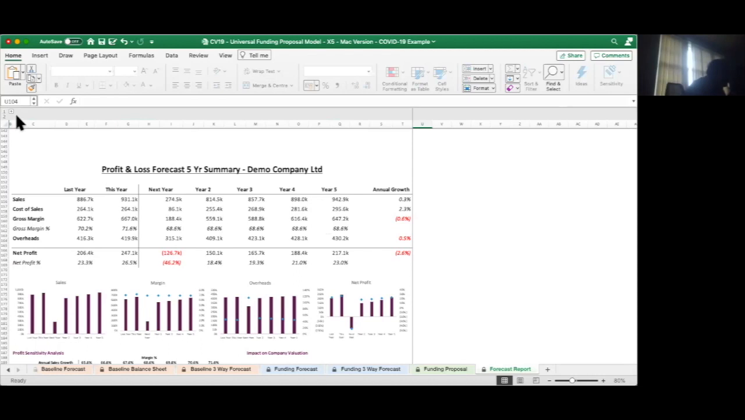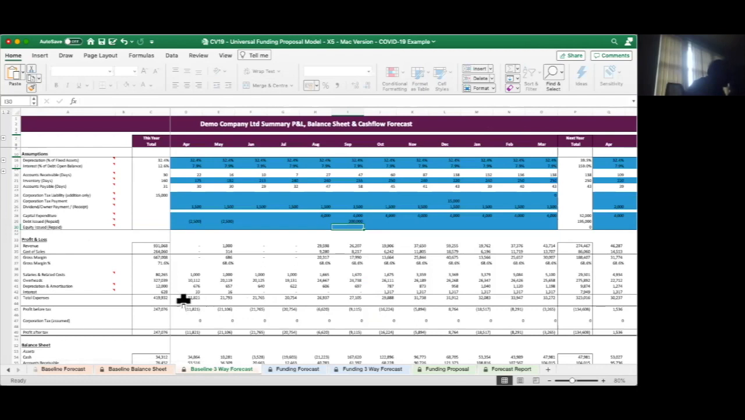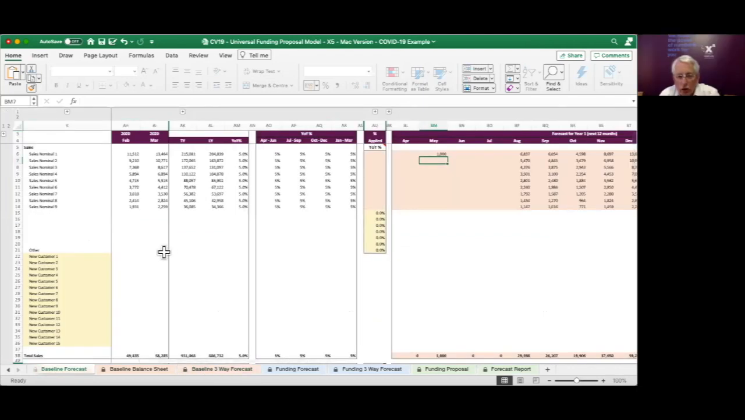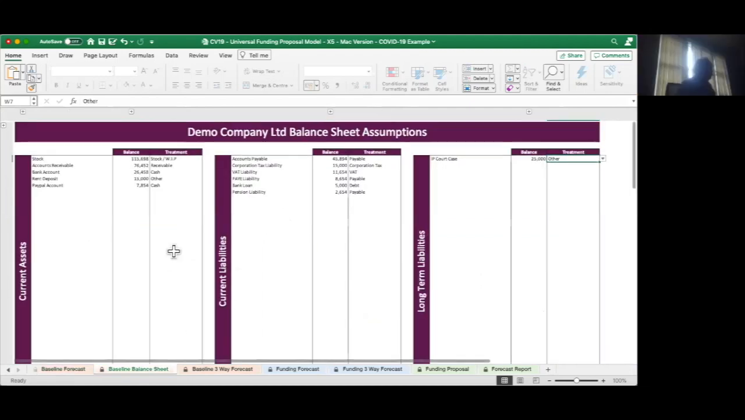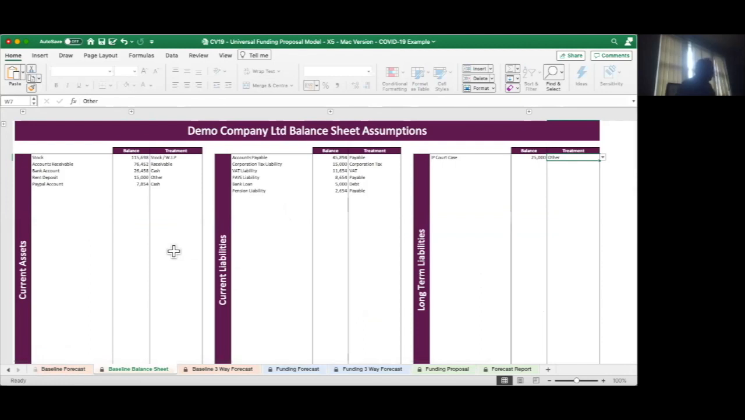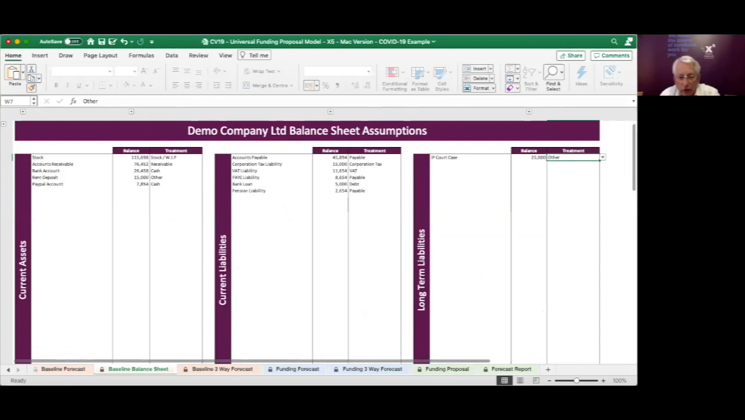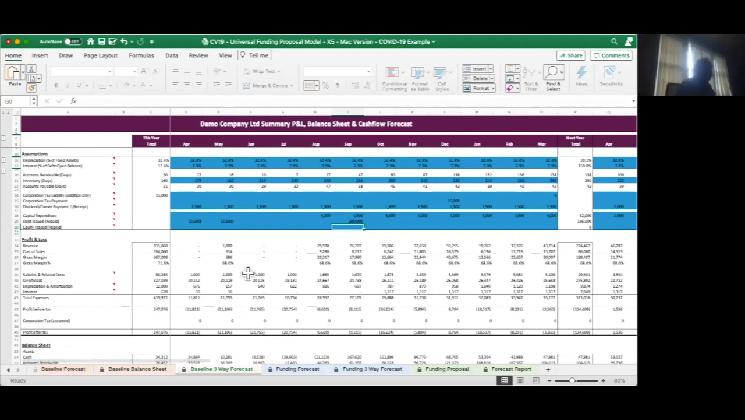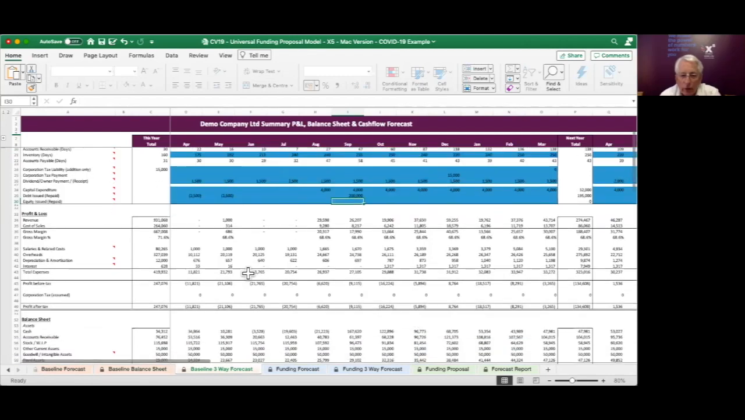When you talk about baseline three-way forecast, that's just the P&L, balance sheet, and cash flow forecast stacked one after the other, right? No, it's a variation. There's your baseline forecast, which is your history, and putting in all your information. Then you've got your baseline balance sheet, which is exactly what you've got on there. So it just allows you to know that, and then you say, right, I'm going to combine the two. It's giving you a summary.